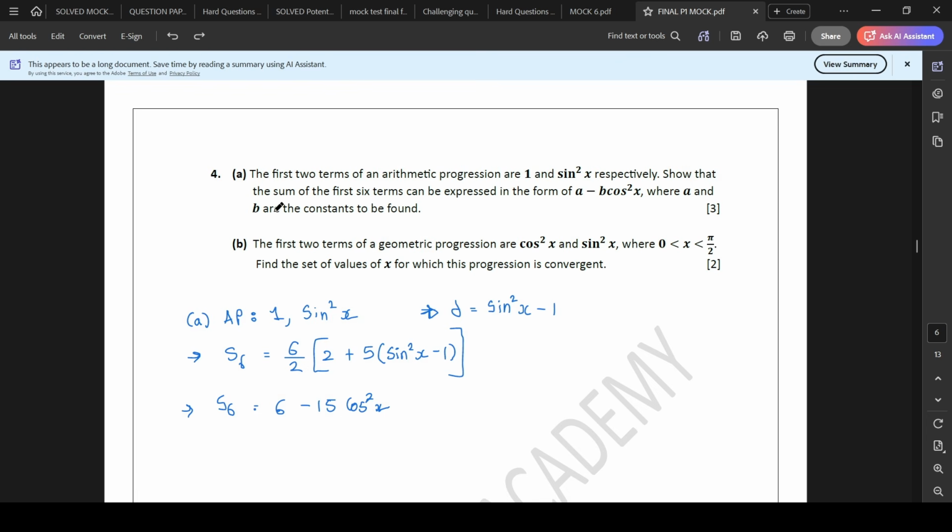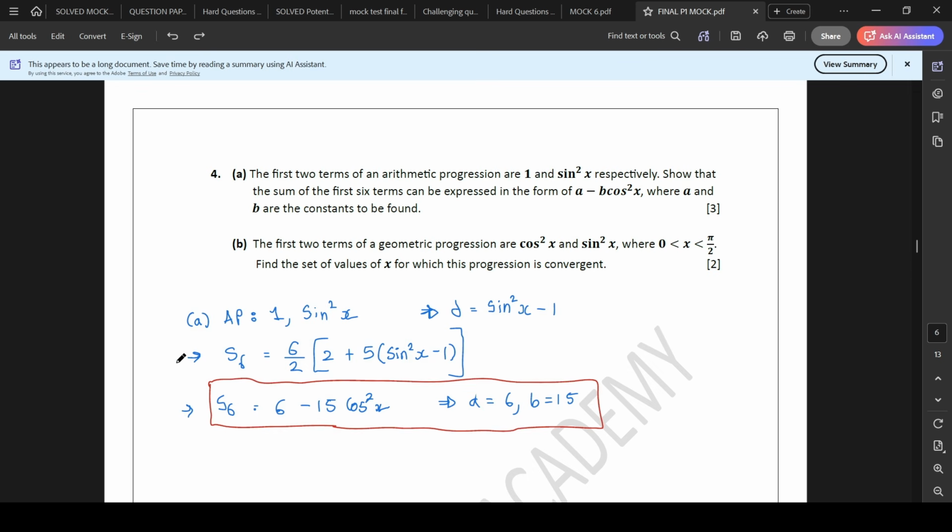And because we are supposed to be finding the constants a and b, I can simplify this and say that a is equal to 6 over here, and b is already having a negative coefficient, so b will be 15. Please don't write b is equals to negative 15. Because this negative sign is already present, b has to be 15, not negative 15. So this is the first part of this question.